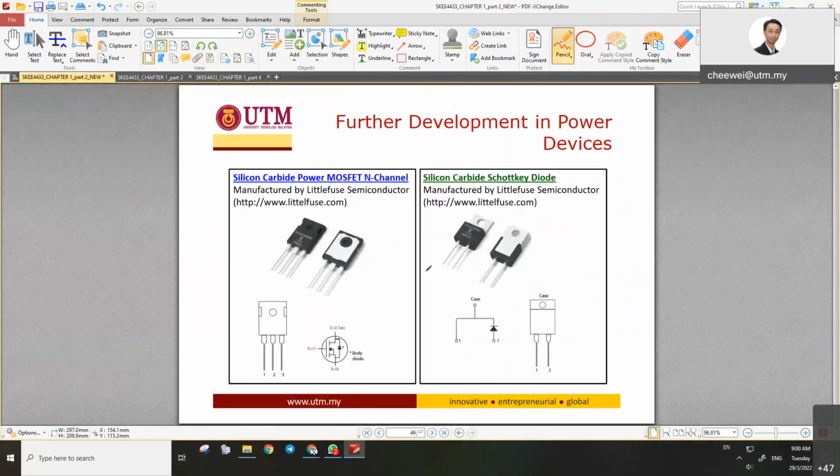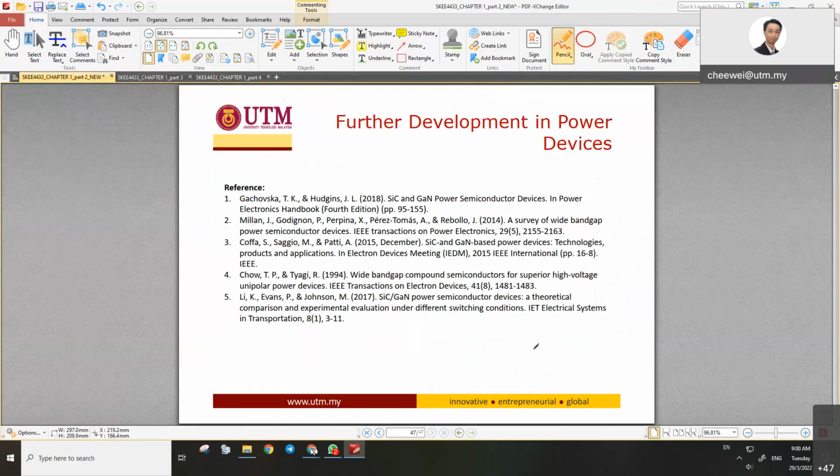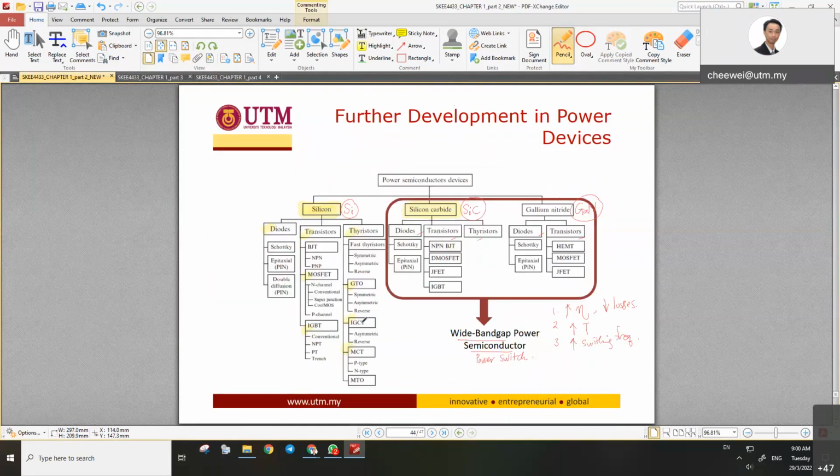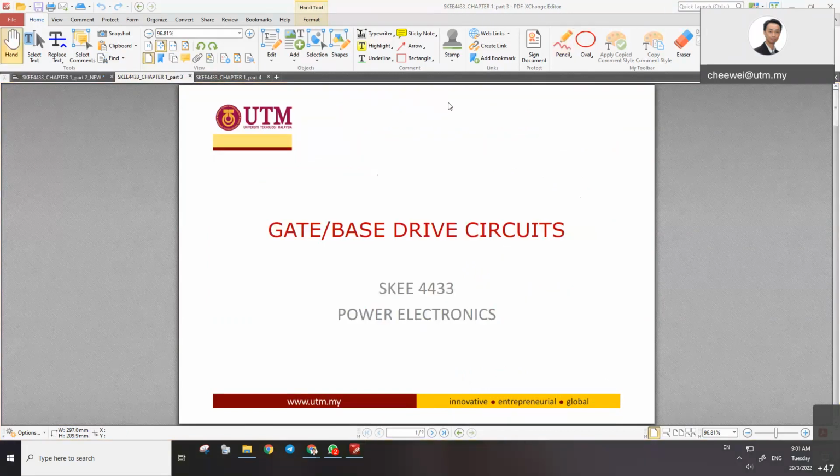Okay, example of silicon carbide MOSFET and silicon carbide Schottky diode. This is the real picture and the drawing and the symbol at the bottom there. Okay, that's all for part 2. We still have 2 more slides or PDFs to go. So before we close this one, is there anything that you would like to highlight or discuss? Let's proceed to the new topic here.